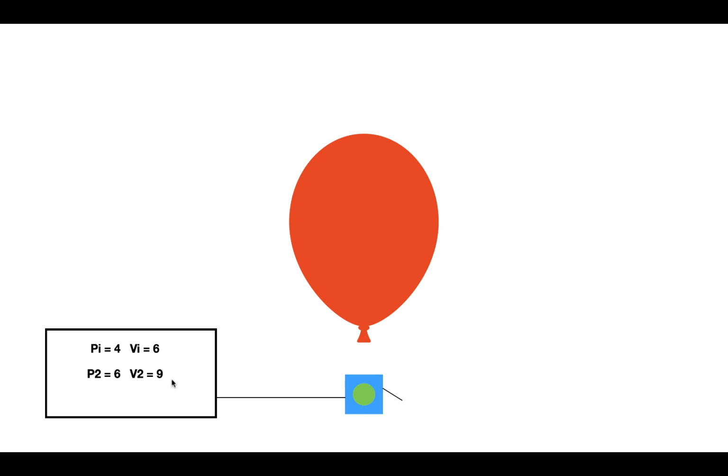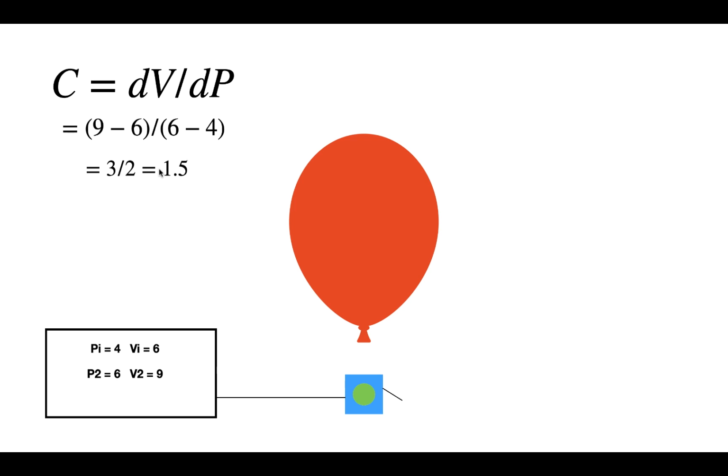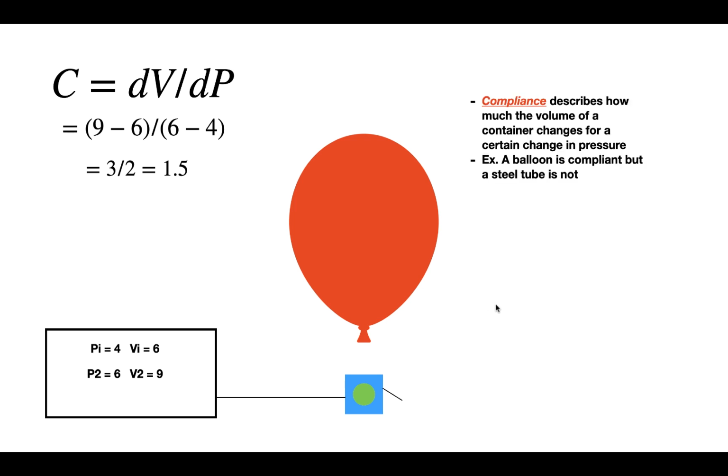So how can we use this in order to understand what compliance is? Well, compliance is simply a mathematical expression used to describe how the volume changes for a given change in pressure. So it's calculated by dividing the difference in volume by the difference in pressure. So what we can do to calculate the compliance of the balloon is take the values that we have on this monitor and plug them into the equation. And when you do that, you get a compliance of around 1.5. So compliance, simply put, describes how much the volume of a container changes for a certain change in pressure.